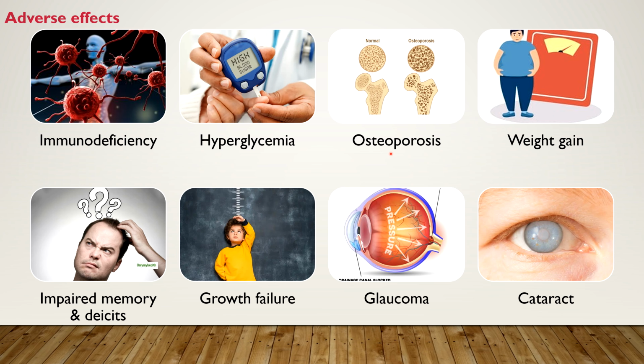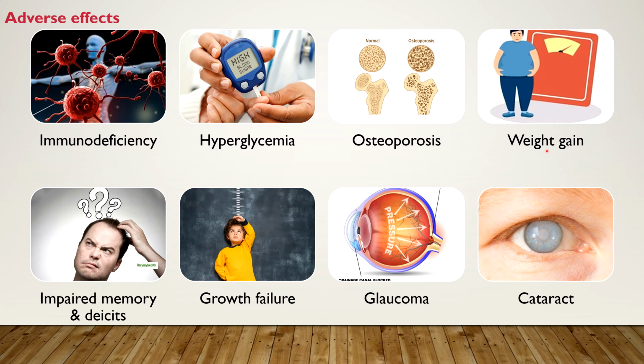Also it causes osteoporosis. You know well that osteo means bones, porosis means formation of pores. The formation of pores in the bone we call osteoporosis. Why does this happen? Glucocorticoids will suppress the bone growth. When it suppresses the bone growth, the calcium deposition in the bones will be reduced. Then due to weakening of the bones, pores will form. So the bones will be fragile and weak. Also it causes weight gain.